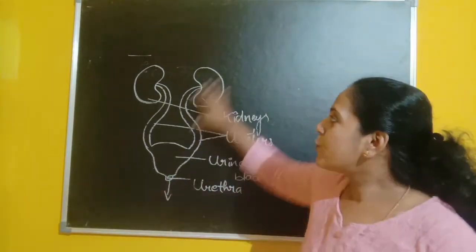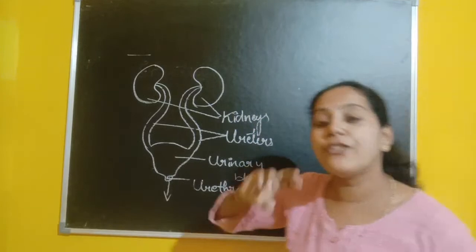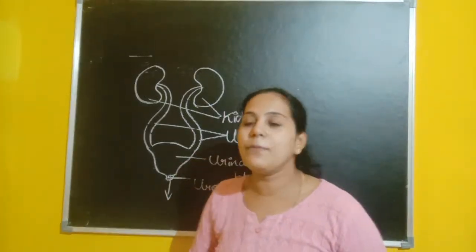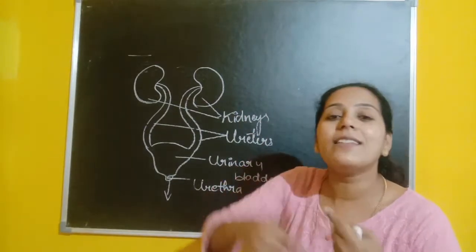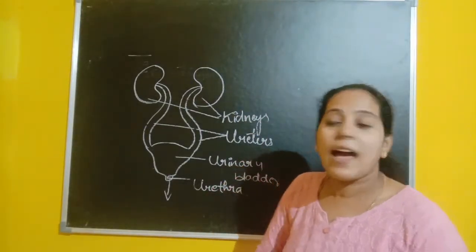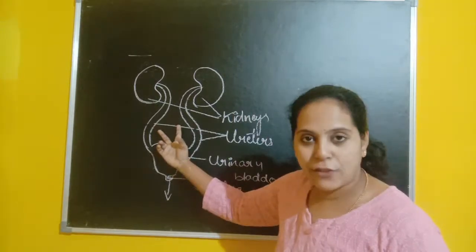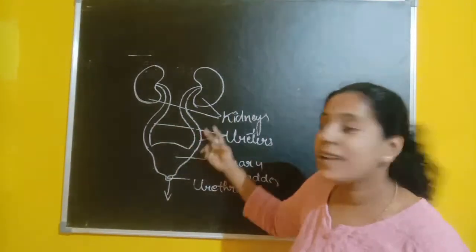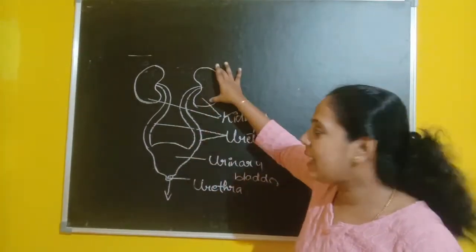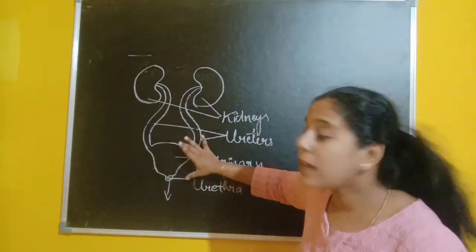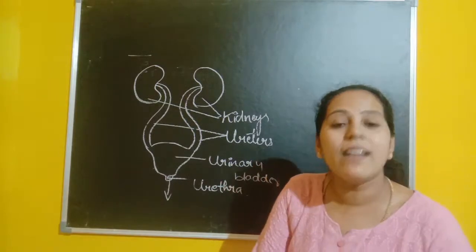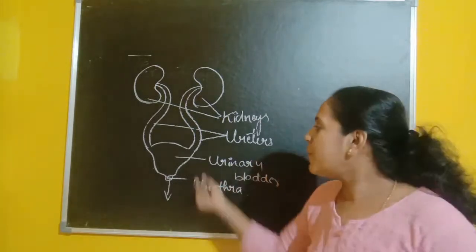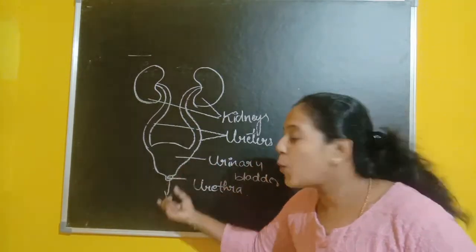Clear? So kidneys are the basic filtration unit of the excretory system. What do kidneys do? They filter the nitrogenous waste materials and send them to the tube-like structures called ureters. Ureters carry the urine from kidney to urinary bladder. Urinary bladder stores the urine until the pressure is created. Once the pressure is created, the urine from the bladder will pass out through the urethra.